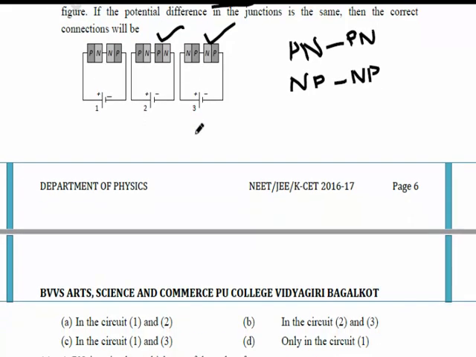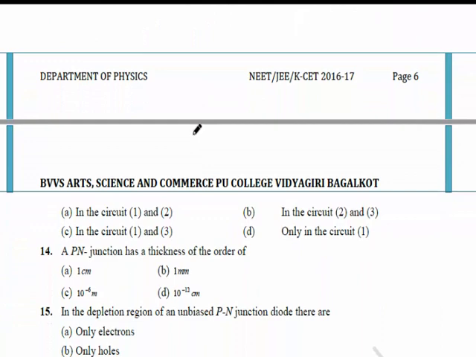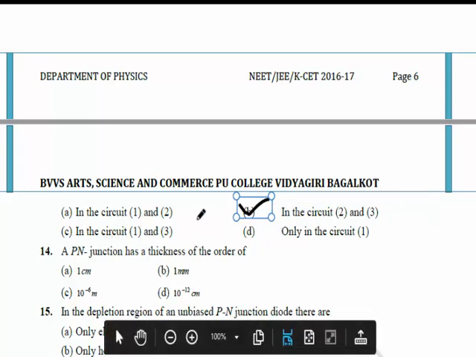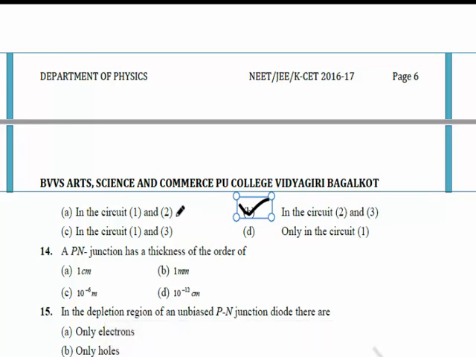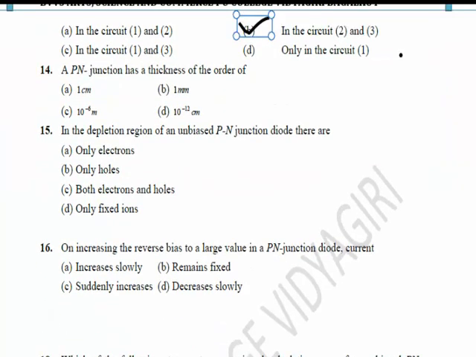So we have to go for the options. Look at the options. In circuit 1 and 2, no. In circuit 2 and 3, yes. 2 and 3 are the correct series combinations. So 1 and 3 is not correct because 1 is not a correct one. It is not a series combination. Okay, so the correct option is circuit 2 and 3. I'll move to the next question.